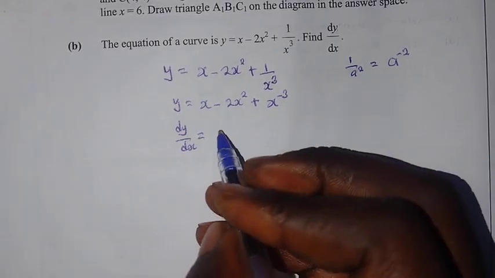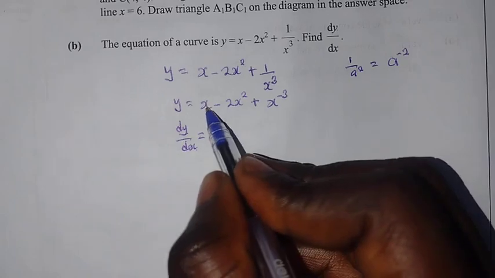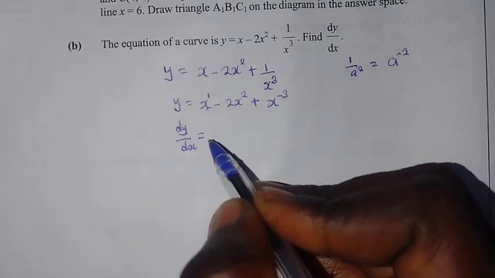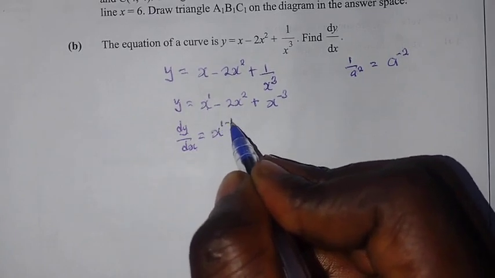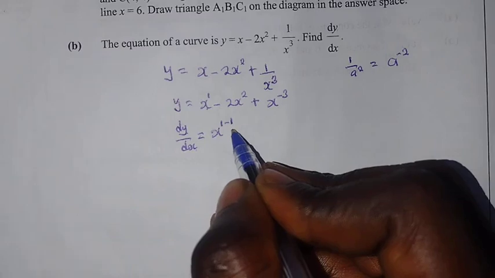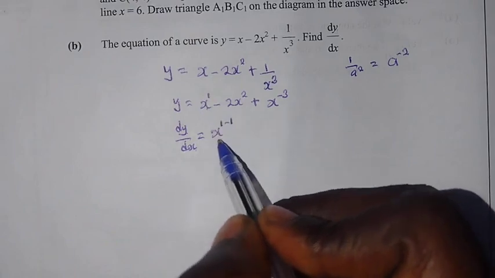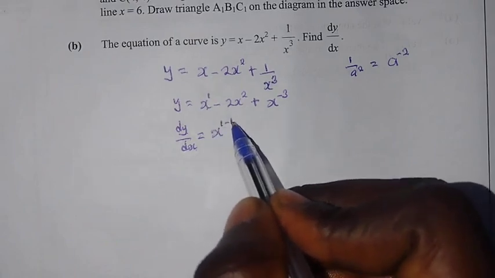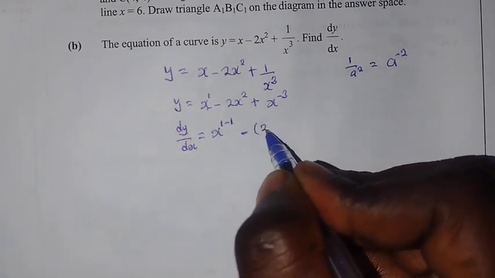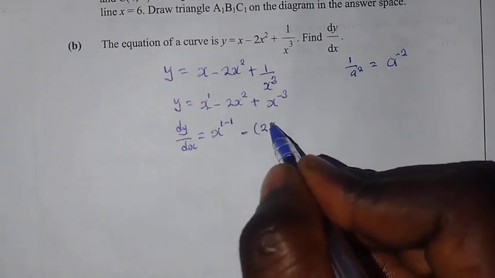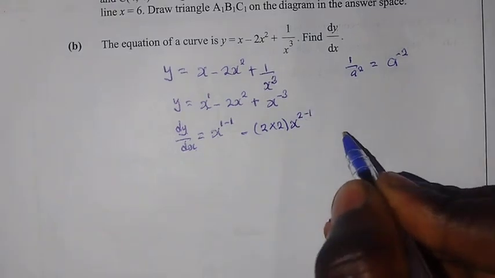dy/dx means that we are differentiating y with respect to x. Here x is raised to the power of 1, so it will be x power 1 minus 1. The coefficient of this x is 1, which will be multiplied with the 1, that's why I have just written x power 1 minus 1. Then minus, here we have a 2, which will be multiplied with this 2, so 2 times 2, then we have x power 2 minus 1.